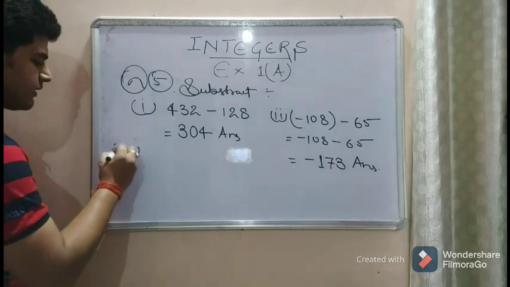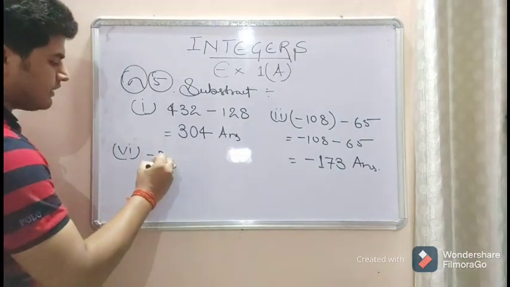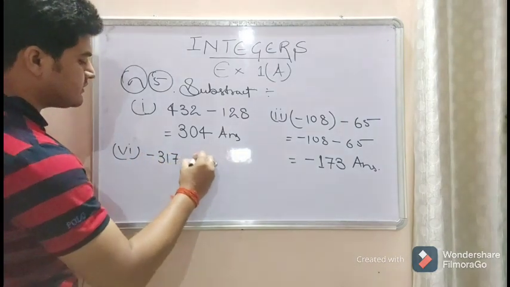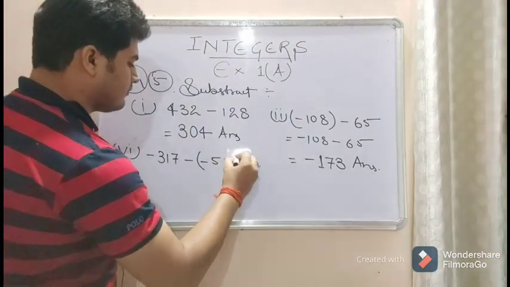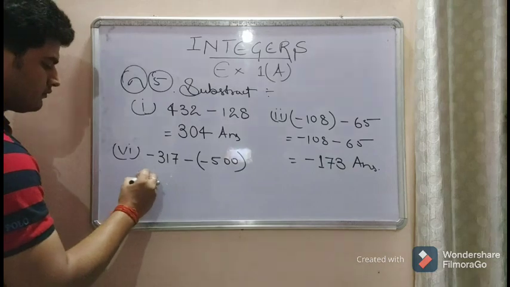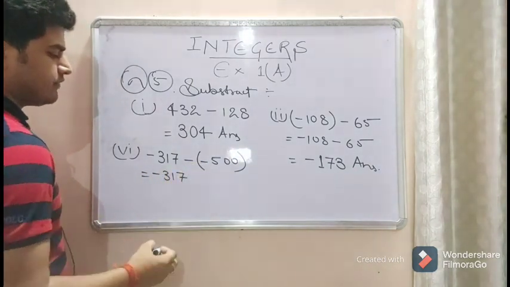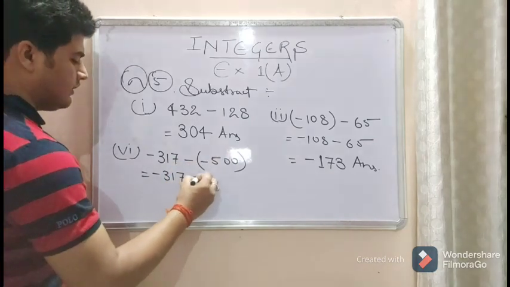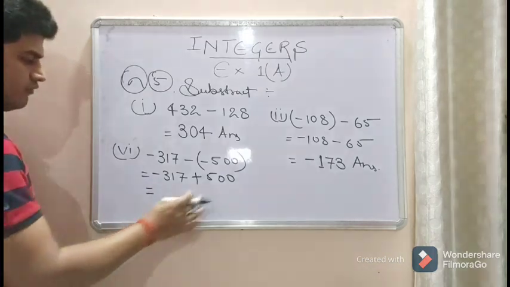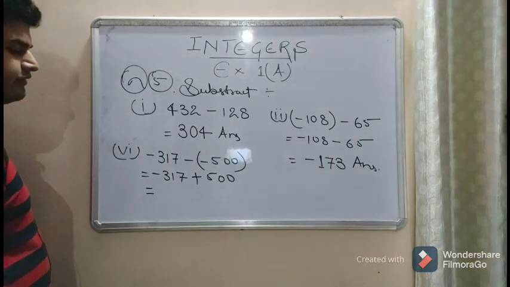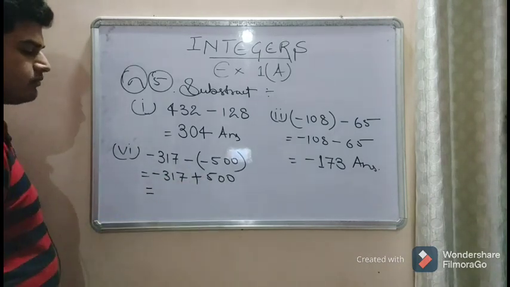Now let us see the sixth part. Minus 317 minus 500. Minus 317 minus, bracket means multiplication, minus into minus will give you plus. One number is positive, the other number is negative. You have to do the work of subtraction. Subtract the smaller number from the bigger number.